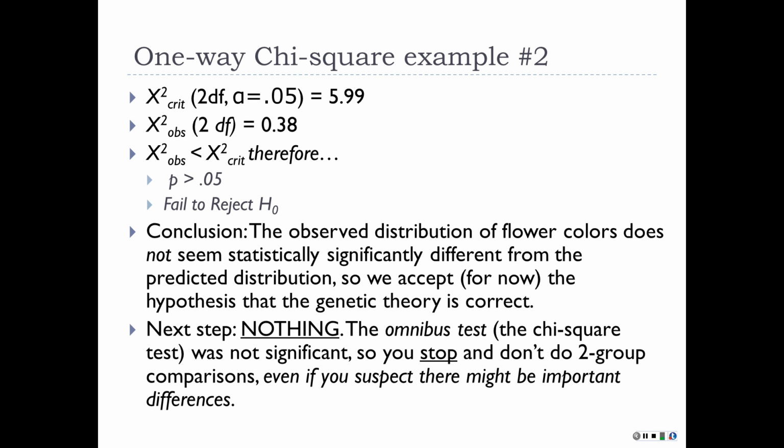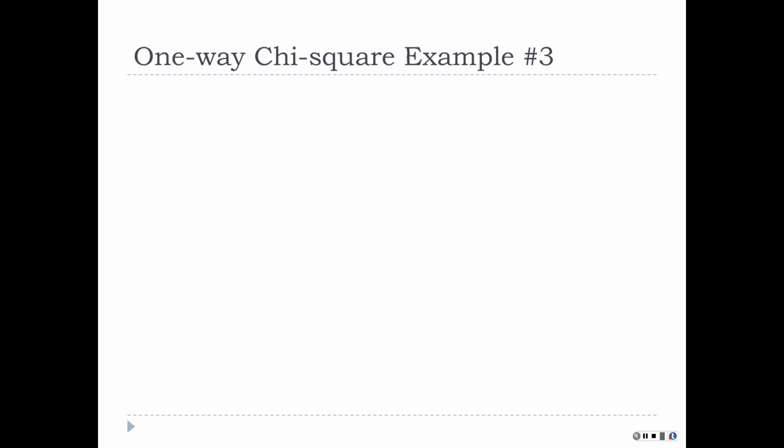The next step, we don't do anything. If the omnibus test was not significant, then you stop. You might be tempted to go do 2-group comparisons because you're like, oh, no, wait, but the pink ones were different and the other ones were different. But no, you don't. You just stop. You don't do any 2-group comparisons, even if you suspect there might be important differences, because that's one way we prevent ourselves from doing too many tests and therefore inflating type 1 error. If the omnibus test is not significant, you stop.